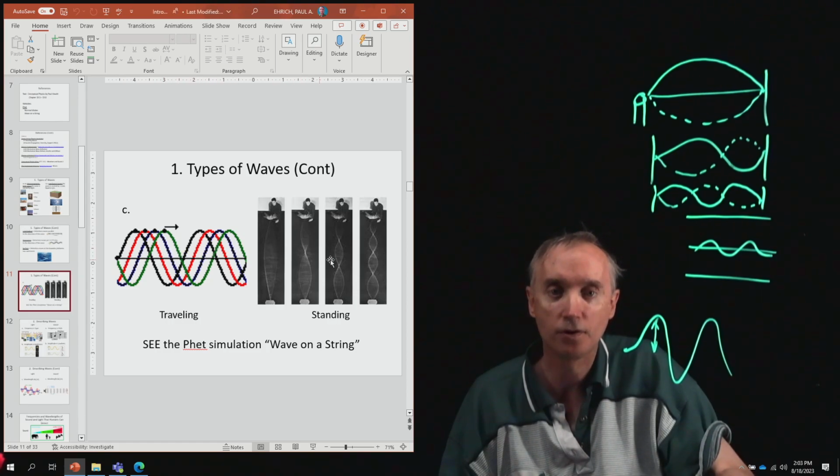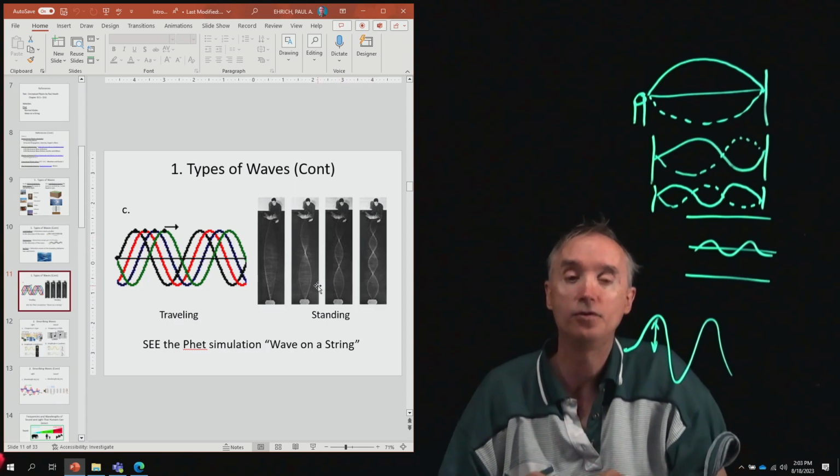And now this picture over here, it's kind of hard to see, but this is a person up here who is sitting next to the rope. And then here is one standing wave. Here is two standing waves. Here's three standing waves. And then here's four standing waves.